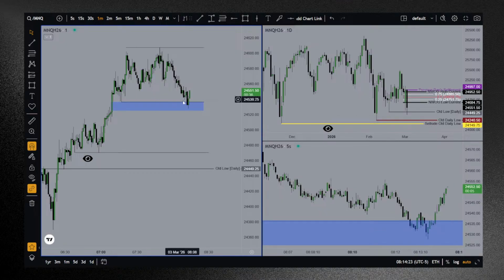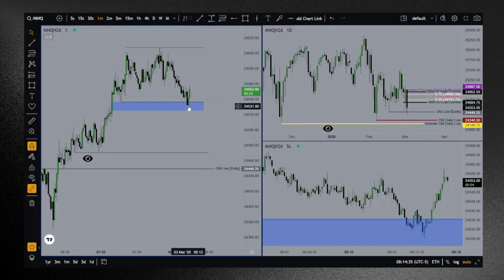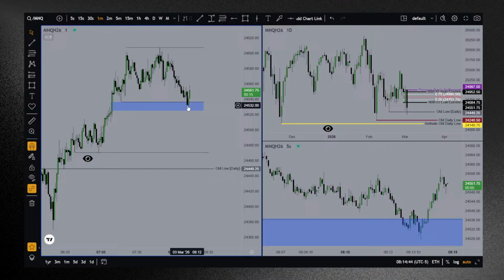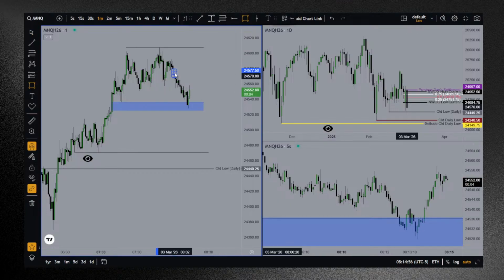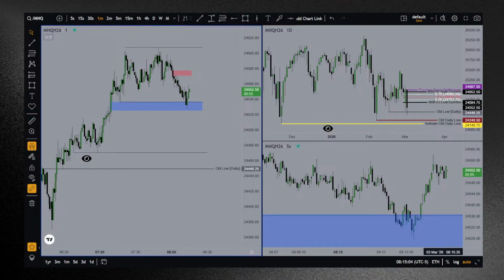All right, so initial reaction out of this inefficiency and sell side being taken, no inversion as it is, as it did so far. So I'm really watching if it will fail here. Otherwise, this small little inefficiency right there, that's what I'm watching.